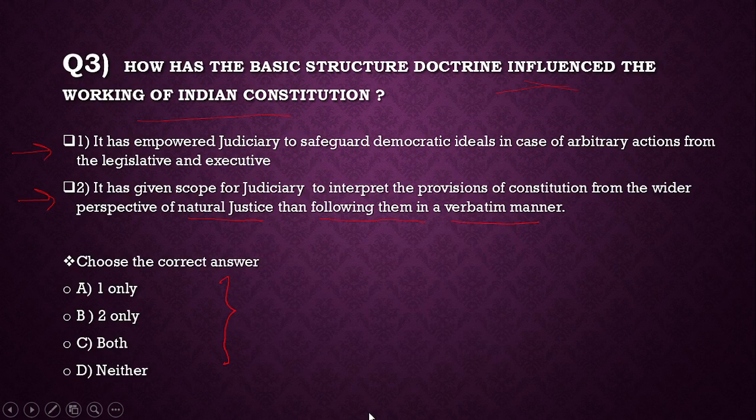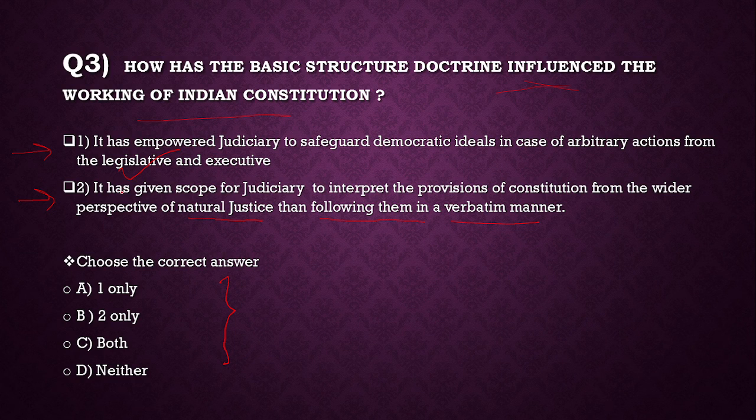Look at the statement 1. The basic structure doctrine has empowered judiciary to safeguard democratic ideals in case of arbitrary actions from the legislative and executive. The statement is correct. The judiciary has the power to safeguard the basic structure from the arbitrary laws of legislature and the actions of executive.